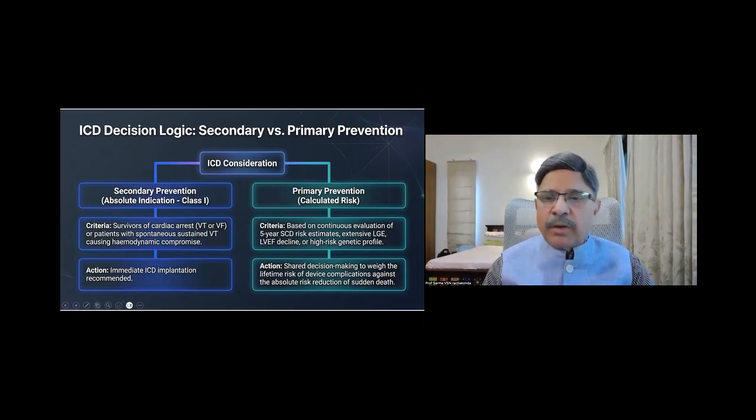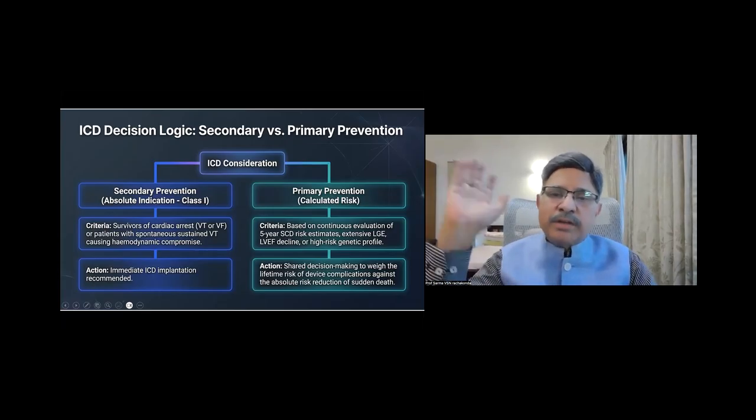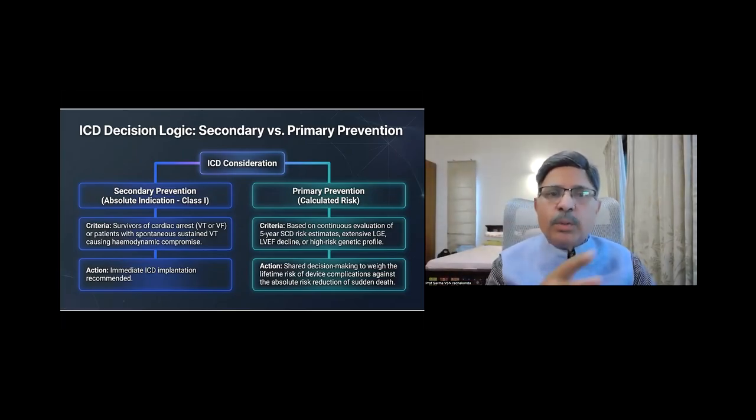If somebody has got extensive LGE positivity and the SCD risk estimate is high and LVEF is fast declining and the high-risk genetic profile is there, and this is primary prevention, you have to offer ICD straight away, to prevent sudden cardiac death. Now, shared decision making to weigh the lifetime risk of device complications against the absolute risk reduction for sudden cardiac death.